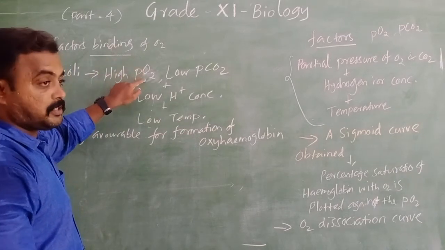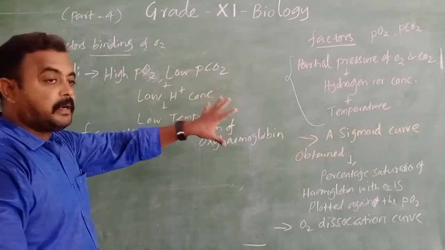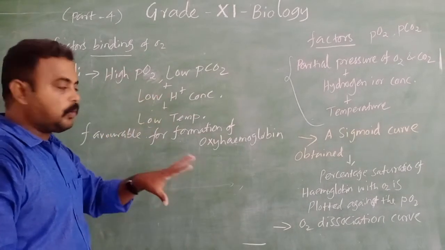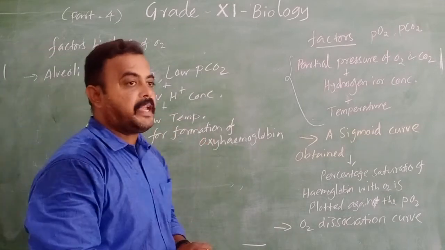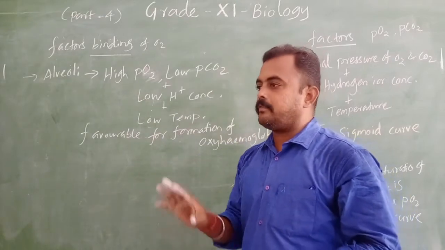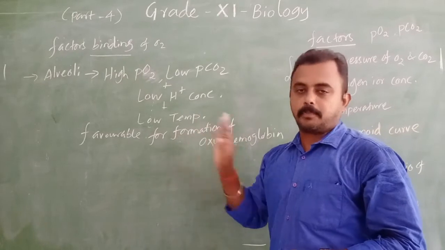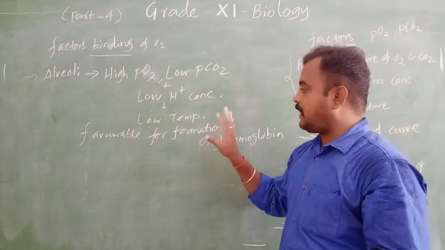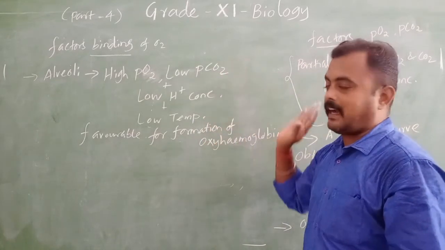High partial pressure of oxygen. If oxygen pressure is high, if carbon dioxide pressure is low, and hydrogen ion concentration is low, and temperature is low, that means the binding happens. So that hemoglobin which binds with the oxygen is then ready to transport where? To the tissues. So here the formation of oxyhemoglobin happens by these factors.